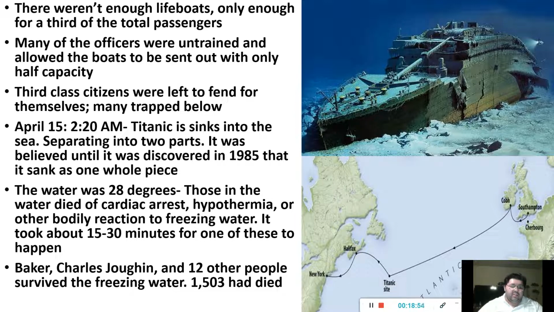Now, speaking of the water, that water was 28 degrees. I don't know if you guys know this or not, but freezing is 32 degrees. So that water is below freezing. Now, being in water that cold, you can get certain things. Number one is cardiac arrest. Your body is basically into shock.